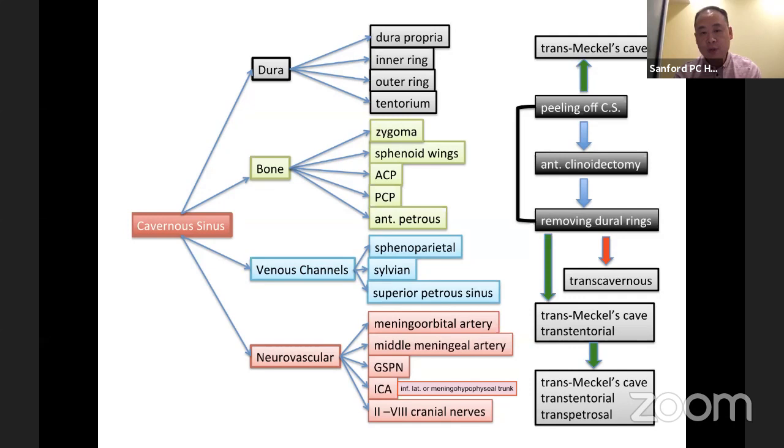Usually when you're doing the surgery, you have to identify the landmarks, like maybe the dural canal. You have to identify the petrolingual ligament, or if you want to identify the outer ring and the inner ring, because below the ring, maybe the oculomotor nerve or the ophthalmic artery passes through.